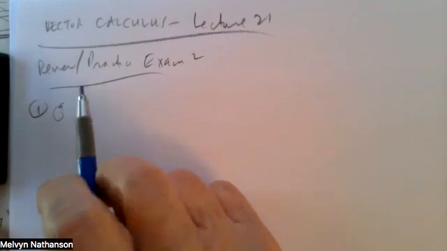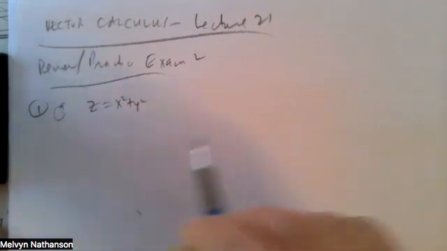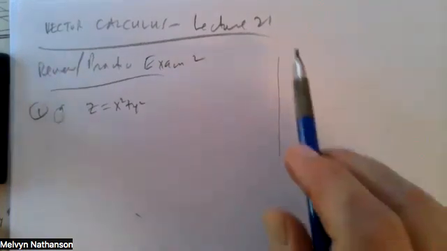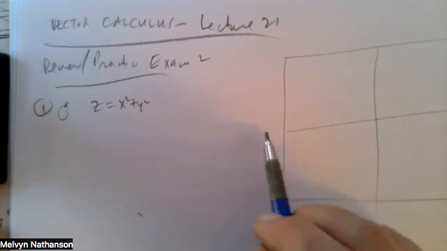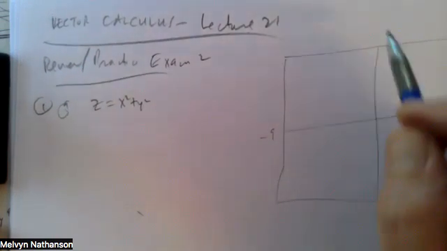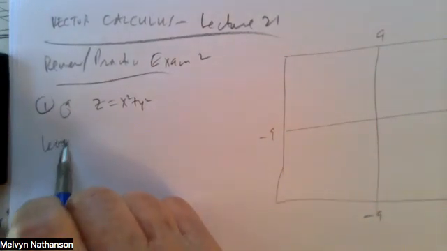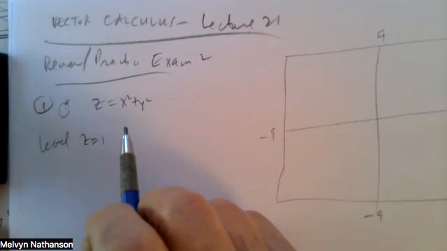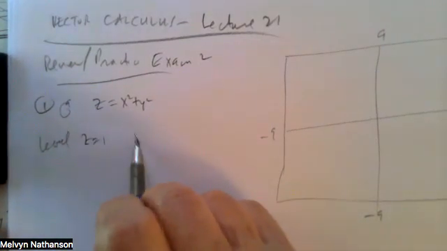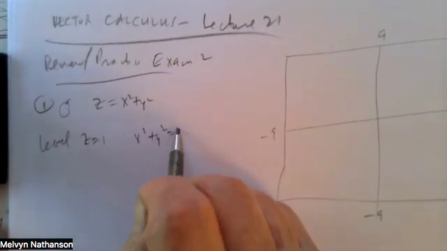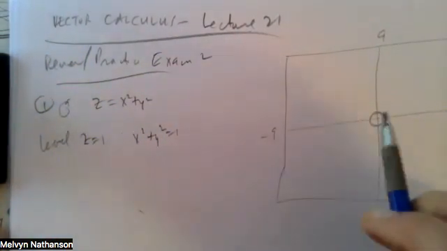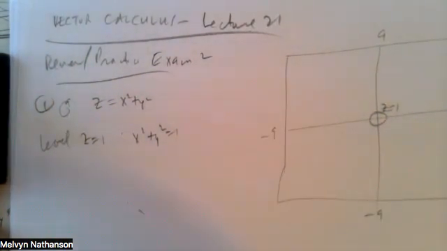So if we have the function z equals x squared plus y squared, and we want to look at a window, or a box, which is, let's say, 9 by 9. The level curve z equals 1, so that's all the points where x squared plus y squared equals 1. That's just the circle of radius 1.